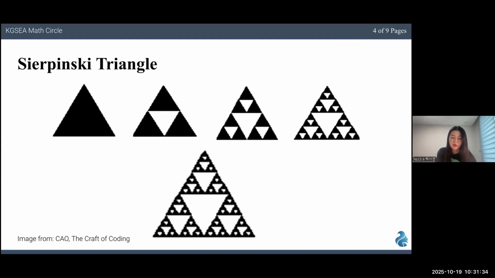In the next step, the same process is applied to each of the 3 remaining triangles. From each one, the middle triangle is removed again. This creates 9 smaller triangles. The process can then be repeated infinitely many times. As the number of steps increases, the figure becomes more and more detailed and the empty spaces grow larger. Eventually, the area of the figure tends to 0, while the border becomes infinitely complex. This demonstrates another way that fractals can combine simplicity with infinity.